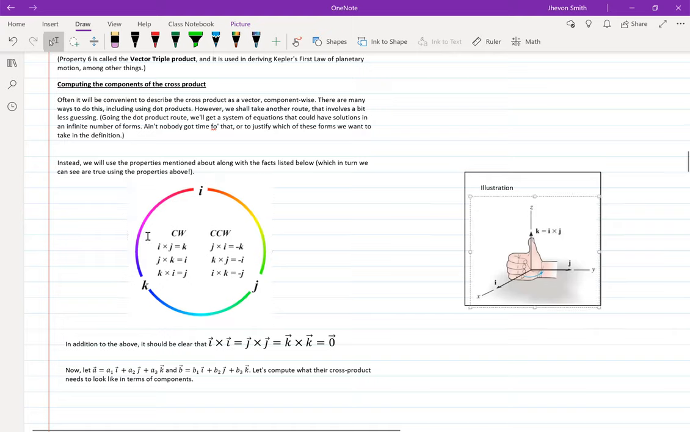However, you should be able to figure out relatively quickly using the right-hand rule all of these relationships here. It should also be easy to figure out that I cross I and J cross J and K cross K, these are all zero. Why is that? Because I is parallel to I. And we know that the cross product gives you the zero vector whenever you're doing anything that's parallel. So I is parallel to itself, J is parallel to itself, and K is parallel to itself. So I cross I is the zero vector, J cross J is the zero vector, K cross K is the zero vector. The other ones you can use the right-hand rule to actually figure out that those guys obey this relationship. Now, why is that important?